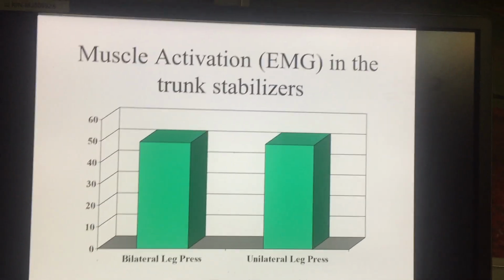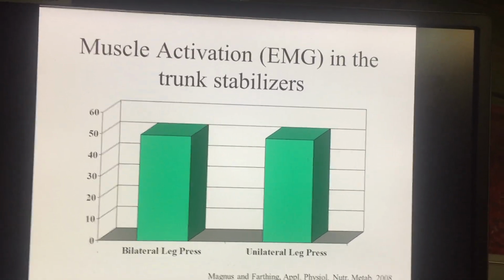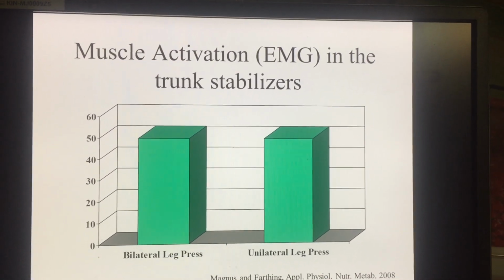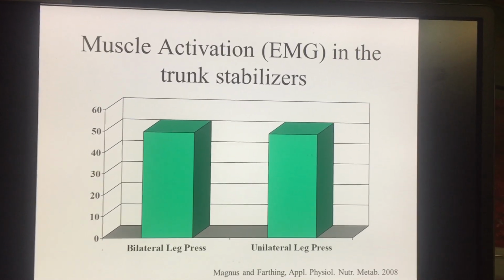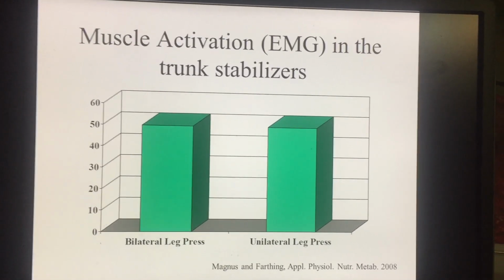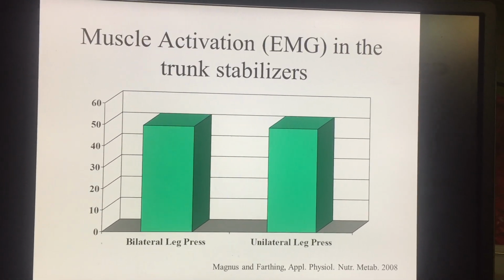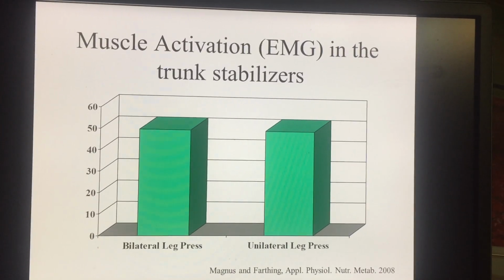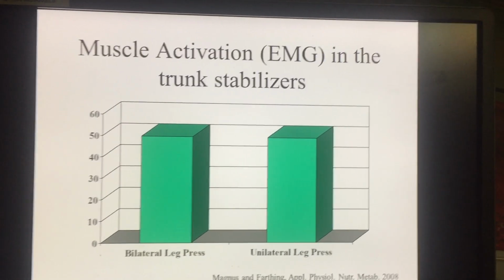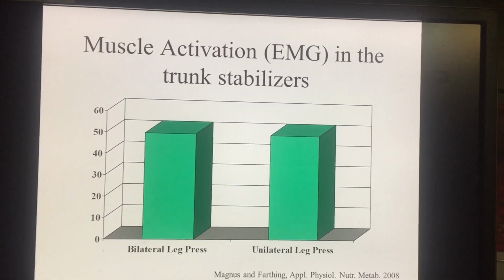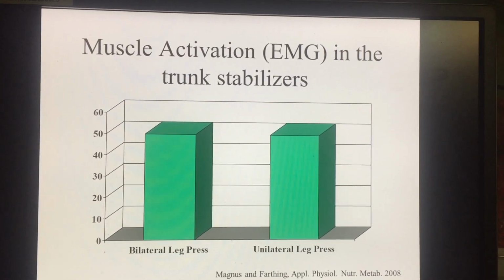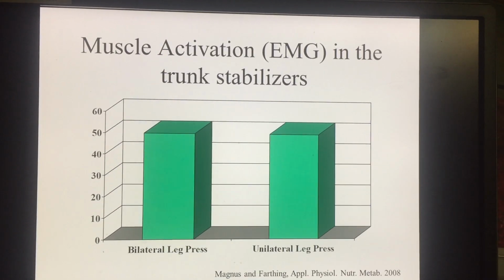So to explain this concept of stabilization, you can see from this graph the amount of trunk stabilization that's required during the bilateral leg press versus the unilateral leg press. So unilateral leg press is just using one leg, but bilateral leg press is using both legs at the same time. You can see that there's the exact same amount of trunk stabilization that's involved in both types of exercises. Now the trunk stabilization is going to help you lift a heavier weight.